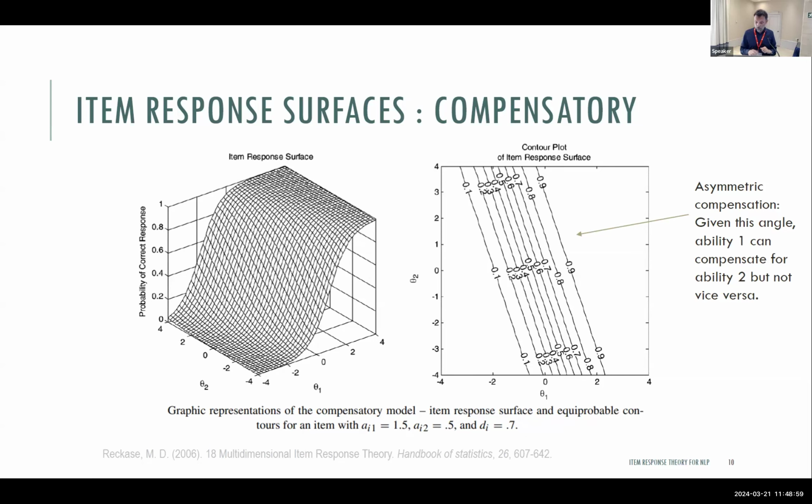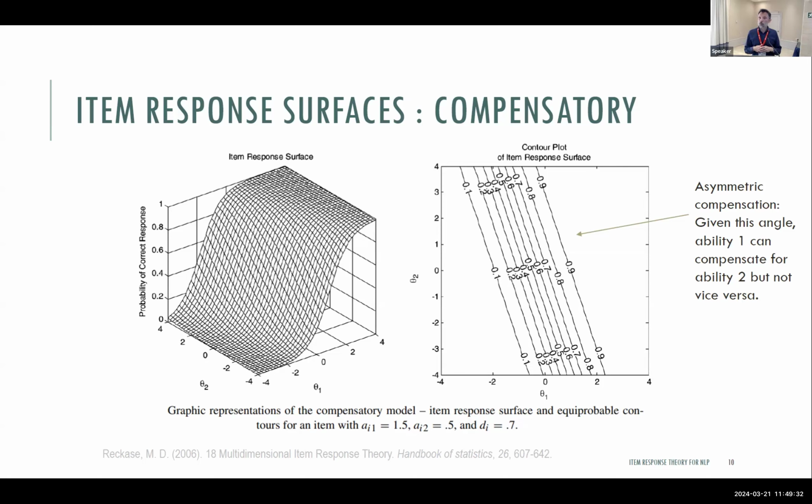So here you have an example on the right. Here you can see that with a high theta 1, you can get to 1, even if you have a very low theta 2. So a high capability of theta 1 can compensate for no capability at all in theta 2. But in this case, this is asymmetric. Theta 2 can compensate in many cases for a high capability of theta 1, because of the kind of shape that you have. So what are the equations here?